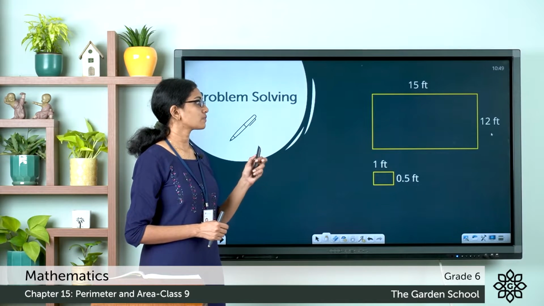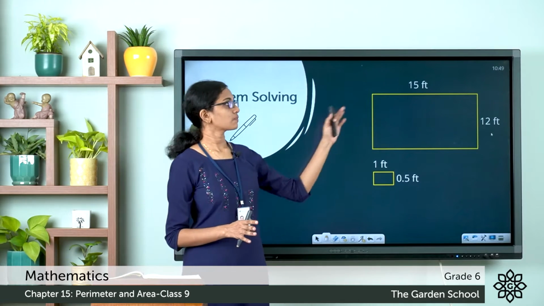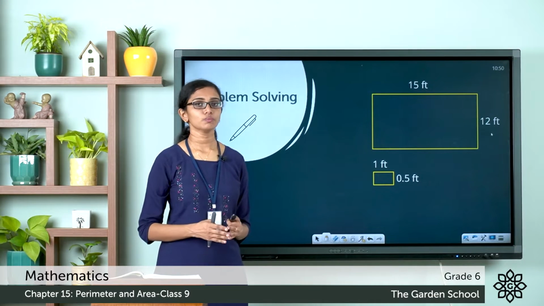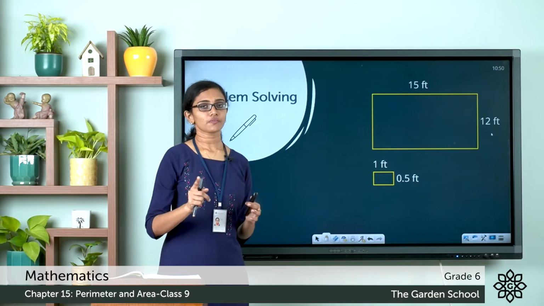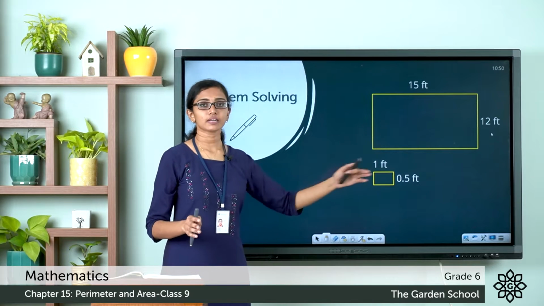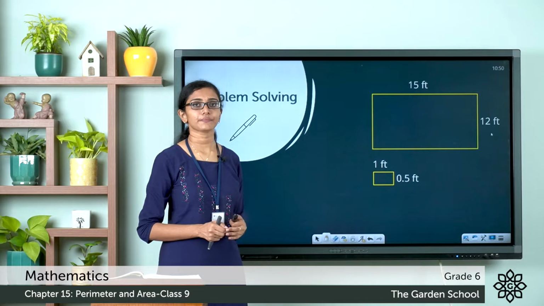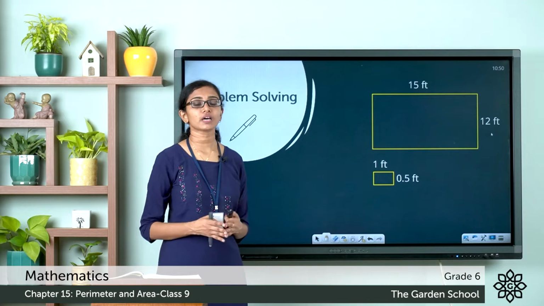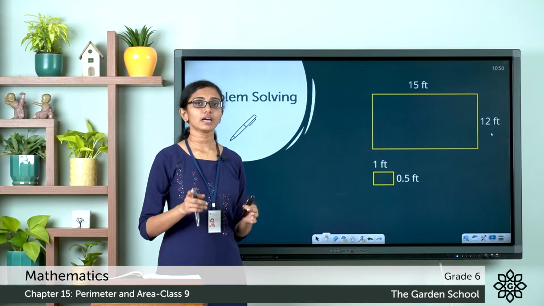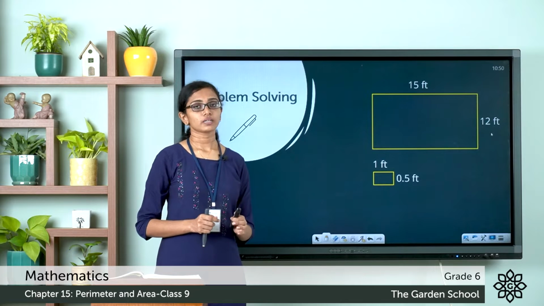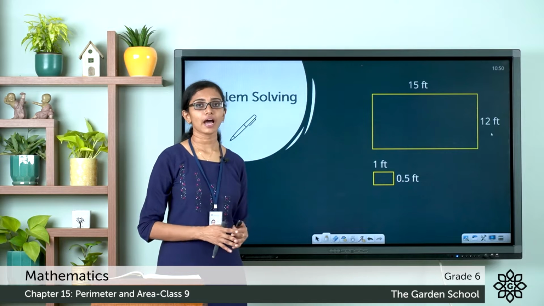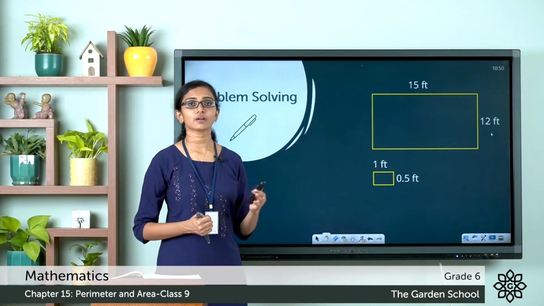So what we are given? We are given the dimensions of a room. The room has a length of 15 feet and the breadth of 12 feet. We need to pave the floor of this room with tiles, and the dimension of a single tile is 1 feet by 1 by 2 feet, which means the length is 1 feet and the breadth is 1 by 2 feet or 0.5 feet. Now we need to find out how many boxes of tiles are needed to pave the floor completely, and it is given that a single box of tiles contains 40 tiles. So first we need to find out the total number of tiles needed, and from that we can find out the number of boxes of tiles that we need.